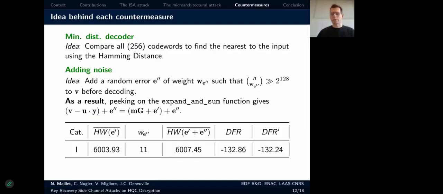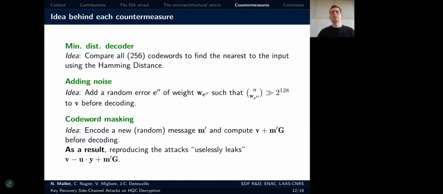So it's really interesting. Next, what we looked at is the code word masking. The idea is pretty much the same. You let the attacker pick on the result, but the result won't be v minus uy, it will be v minus uy plus something it doesn't know. So when Alice receives the ciphertext, she computes m' and m' times g to add it to the v minus uy.